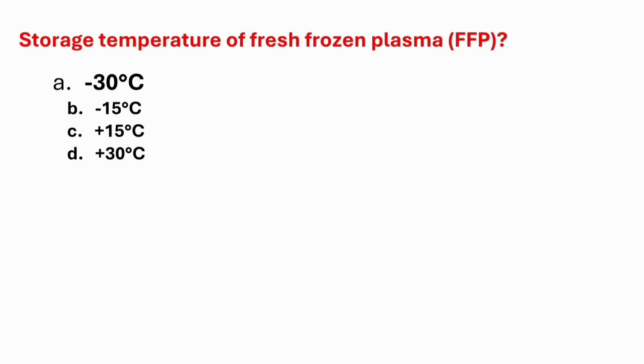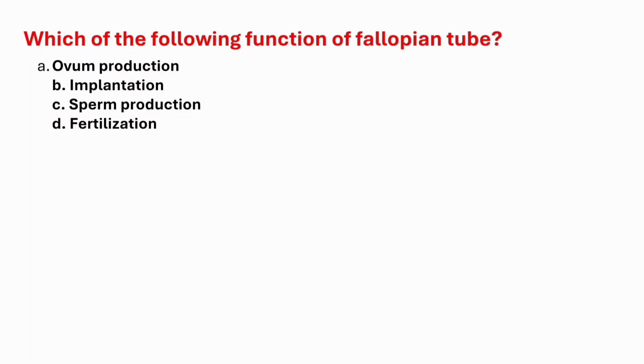Storage temperature of fresh frozen plasma. A. Minus 30 degrees Celsius. B. Minus 15 degrees Celsius. C. Plus 15 degrees Celsius. D. Plus 30 degrees Celsius. The correct answer is A. Minus 30 degrees Celsius.